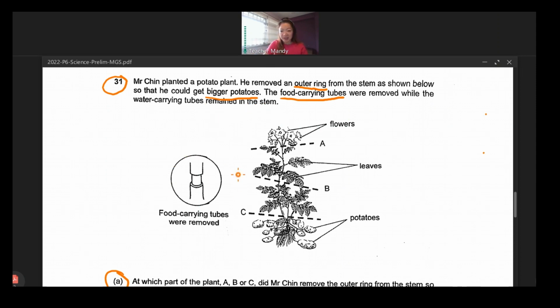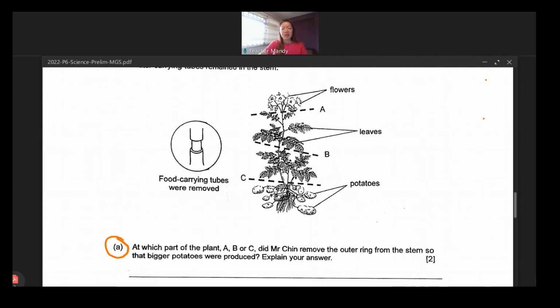So this is the image, a magnified view of the food carrying tubes that were removed. So they have part A, part B, part C, and here are the potatoes. They are underground. Question: at which part of the plant A, B, or C did Mr. Chin remove the outer ring from the stem so that bigger potatoes were produced? Explain your answer. 2-mark question.